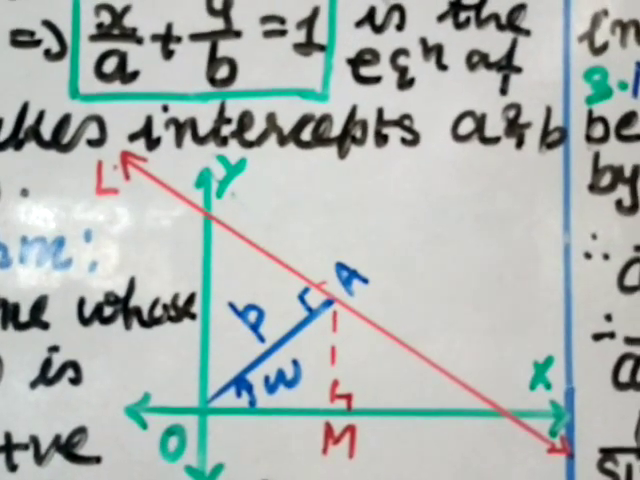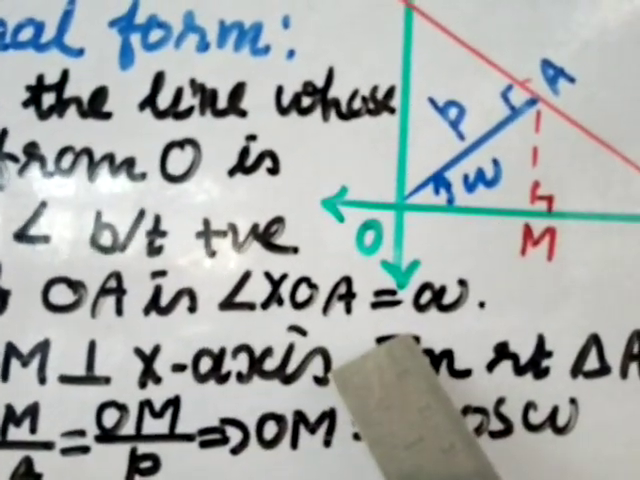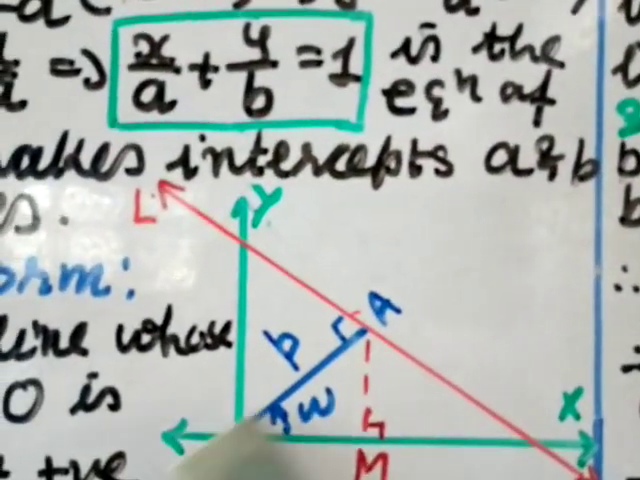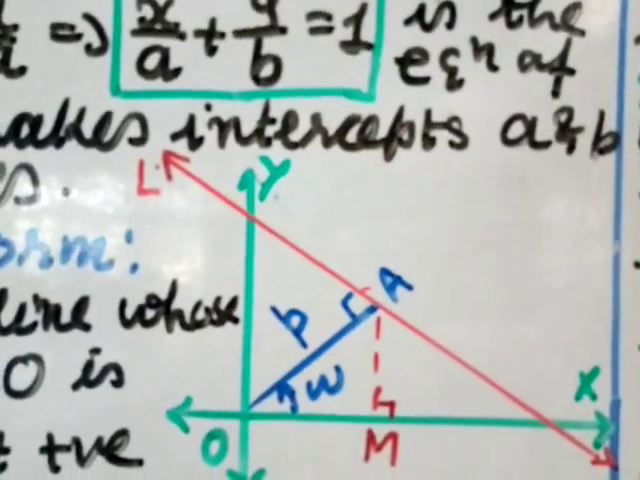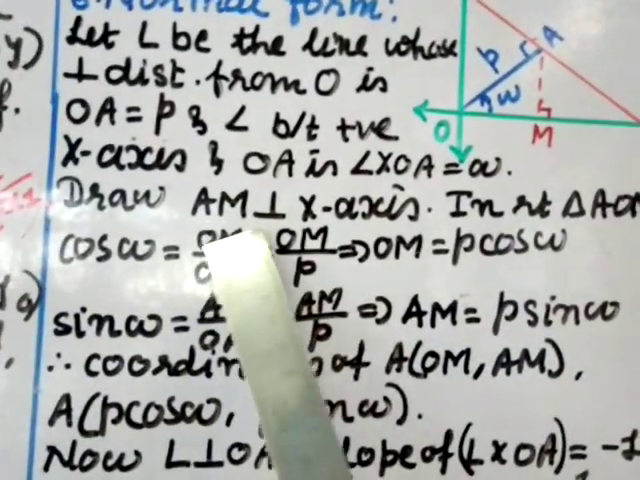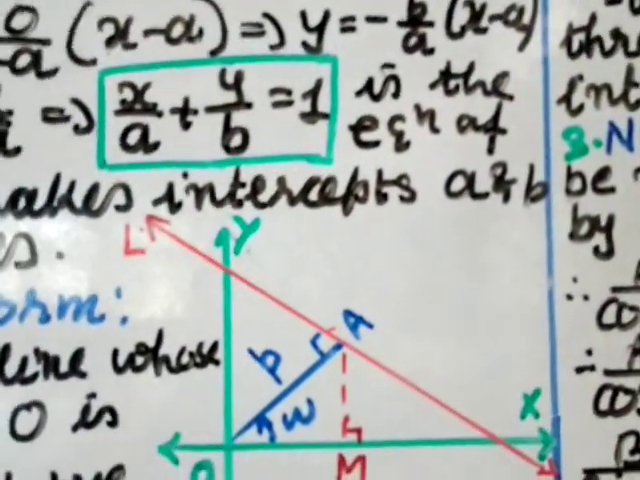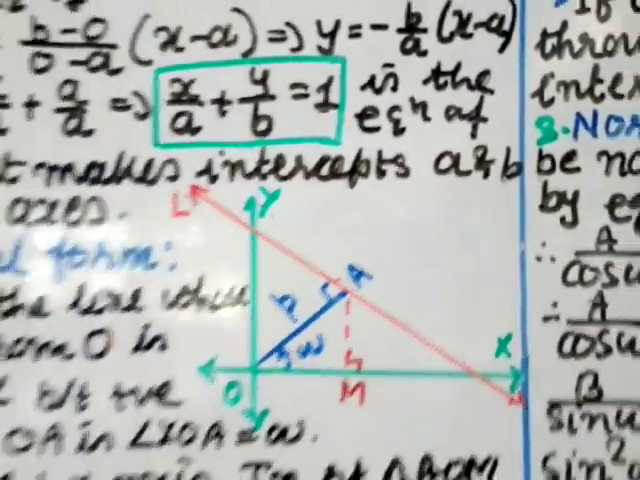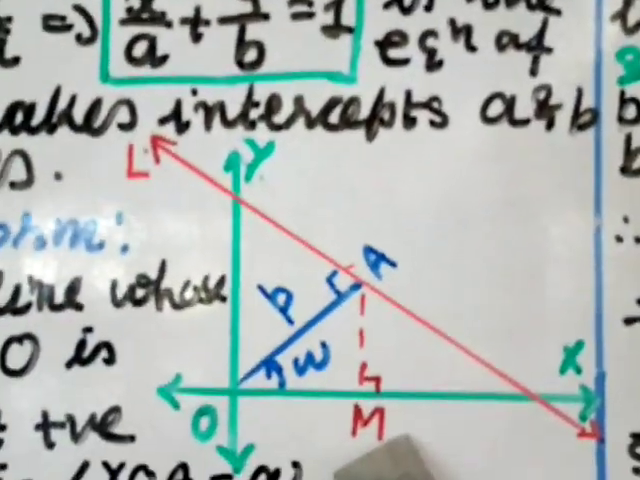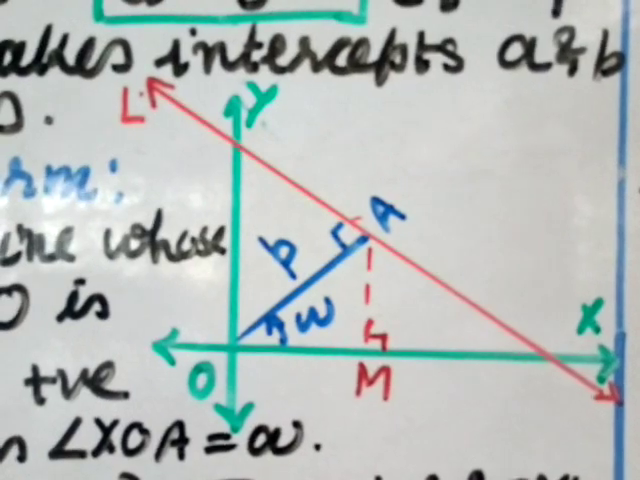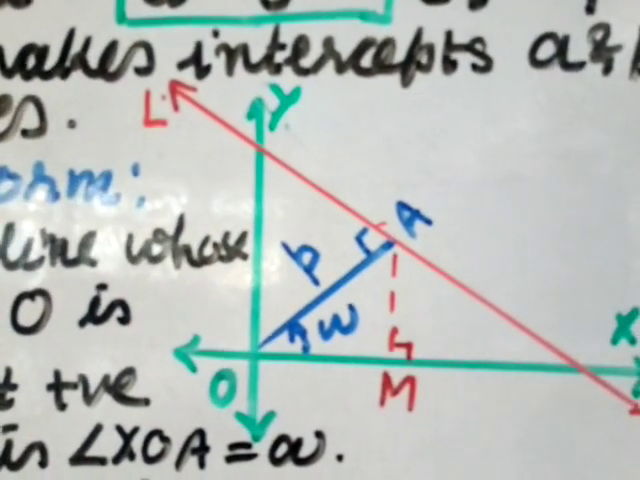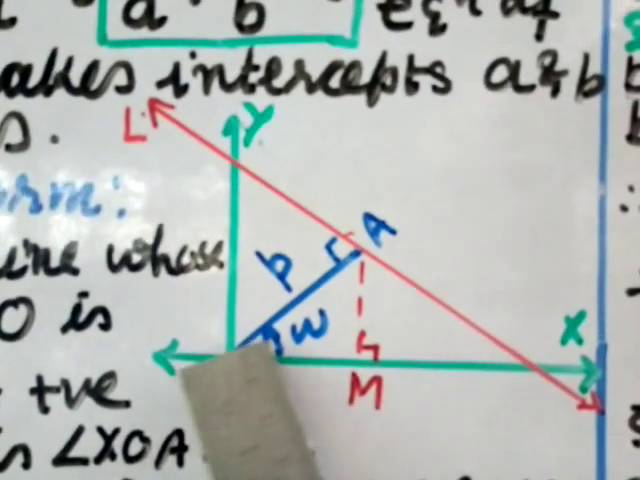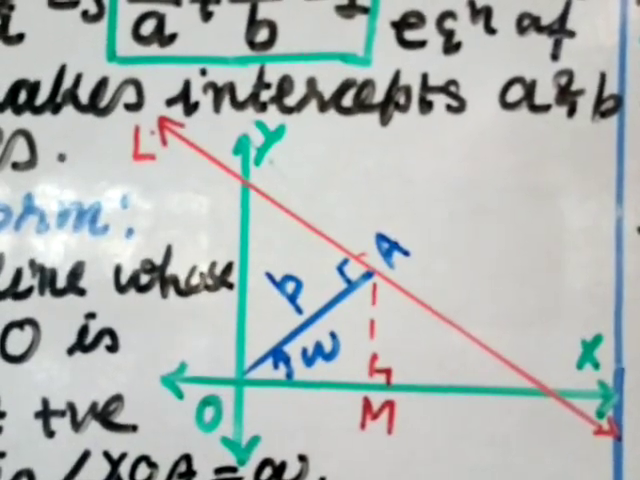That means you can say angle XOA, that is this one, is omega. So this is given to us. Draw AM perpendicular to the x-axis. Now from A, draw a perpendicular on the x-axis, that is AM. In right triangle AOM, now you have got the right triangle AOM, apply cos omega. So cos omega, the trigonometric ratio, is adjacent side divided by hypotenuse. For omega, the adjacent side is OM and the hypotenuse is OA.